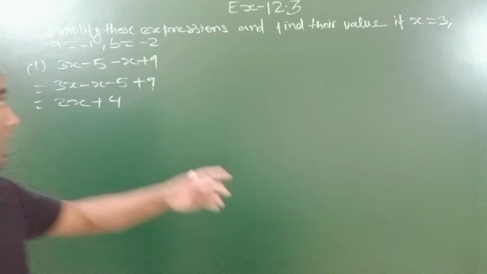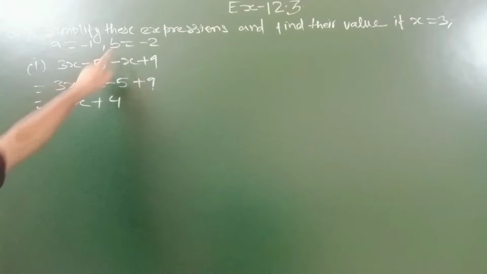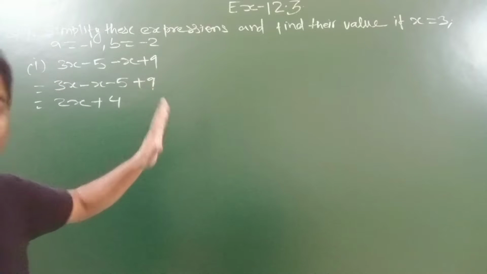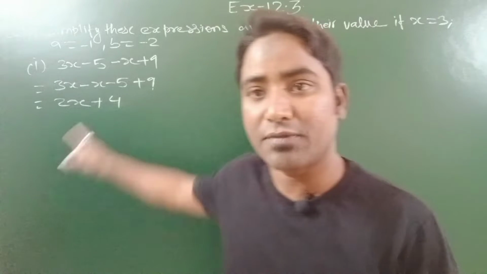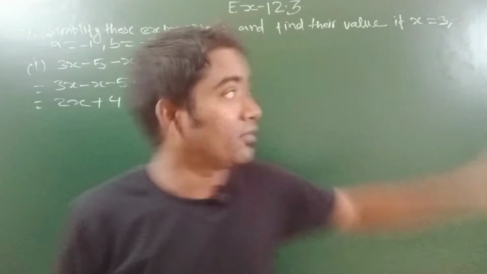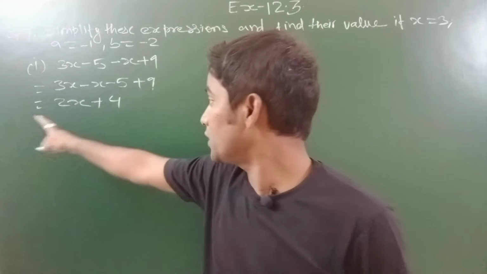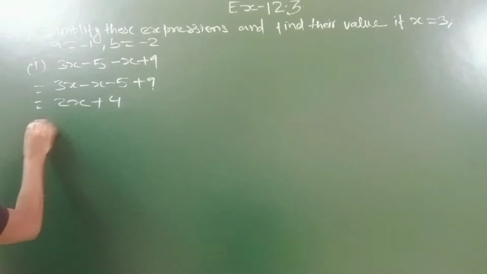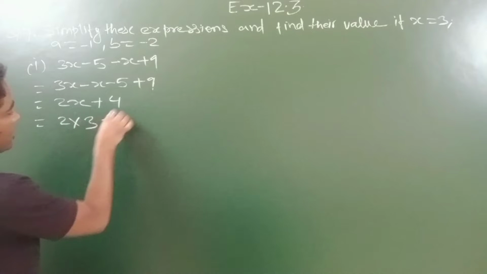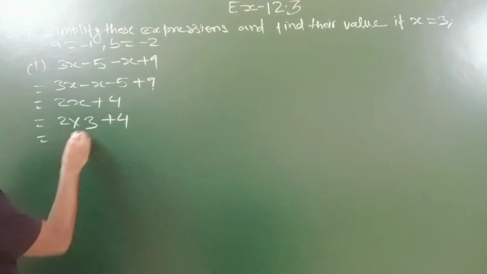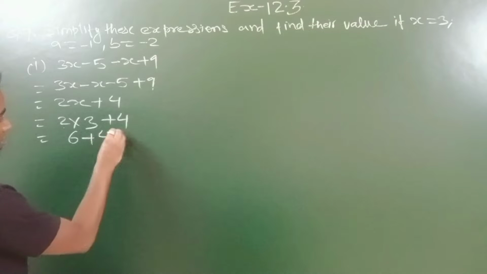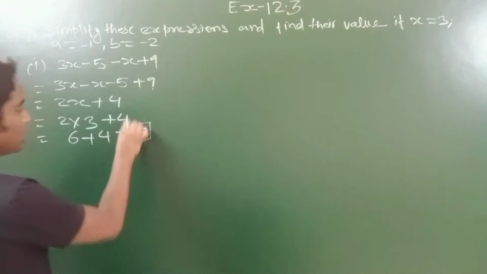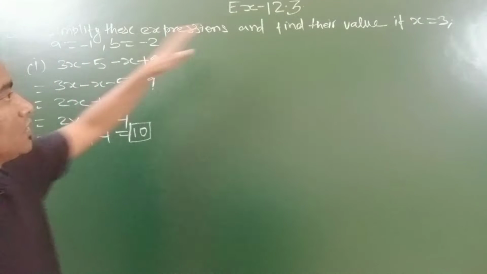Now this is the simplified form of the expression. Now put the value of x. Here no a is there, no b is there in the expression, so we will neglect the values of a and b. As we have only one variable in the simplified expression, that is x, and the value of x is given as 3, we will put the value of x as 3 and find out the value of the expression. So here 2 into 3 plus 4. 2 into 3 will give you 6, plus 4 will give you finally 10. That is, the value of the expression will be 10 at x is equal to 3, students.